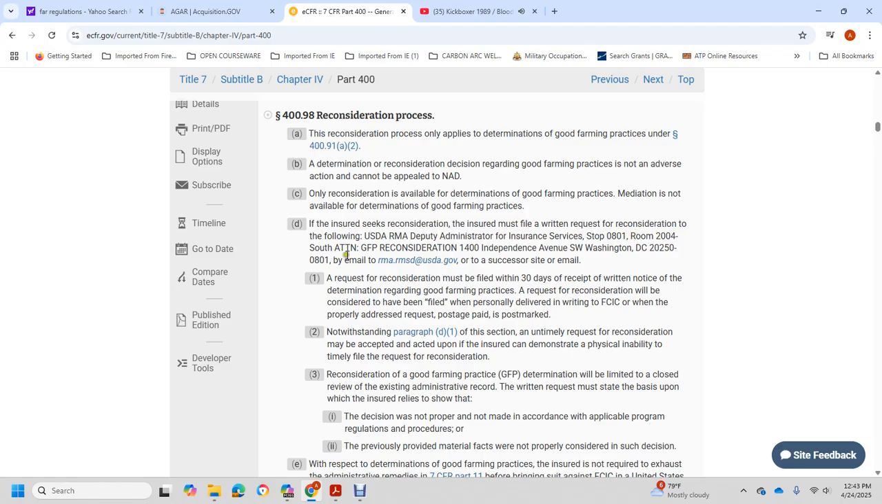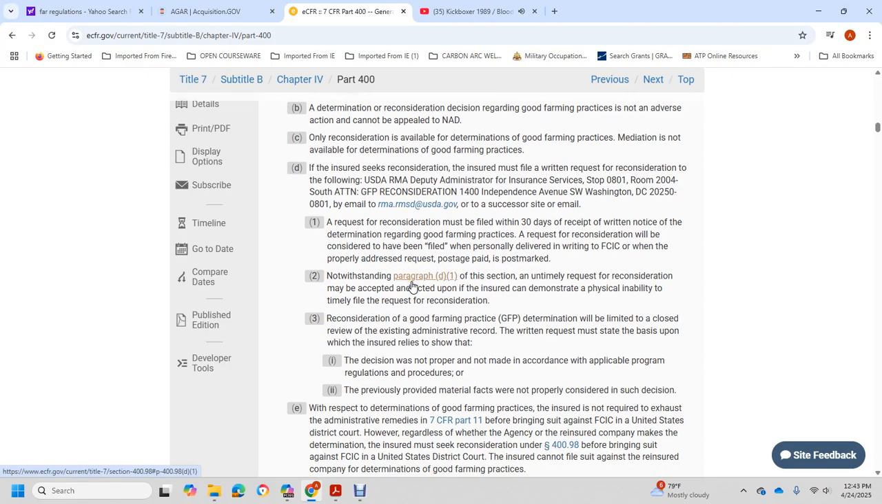The address is 1400 Independence Avenue Southwest, Washington DC 20250, or by email to RMA at USDA.gov. The request for reconsideration must be filed within 30 days of the written notice of the determination regarding good farming practice. The request for reconsideration is considered filed when personally delivered to the Federal Crop Insurance Corporation or mailed, properly addressed, with postage paid and a postmark. Notwithstanding paragraph D of this section, a timely request for reconsideration may be accepted.